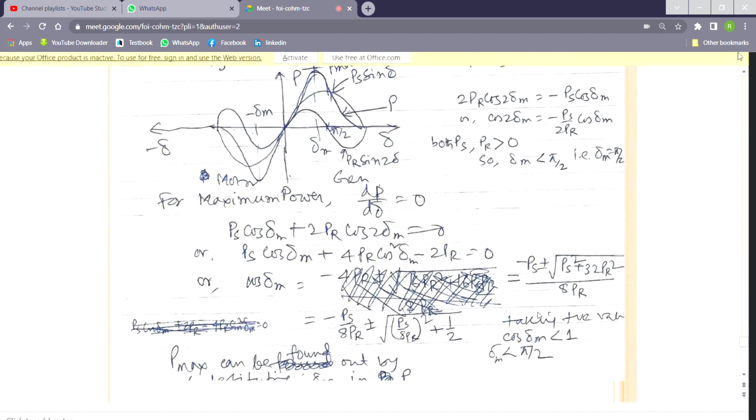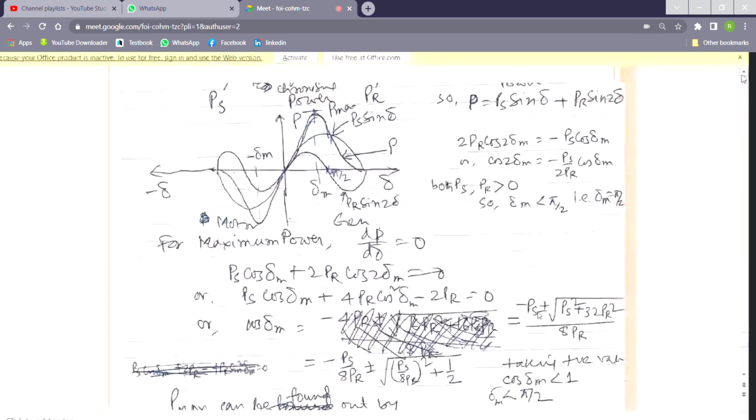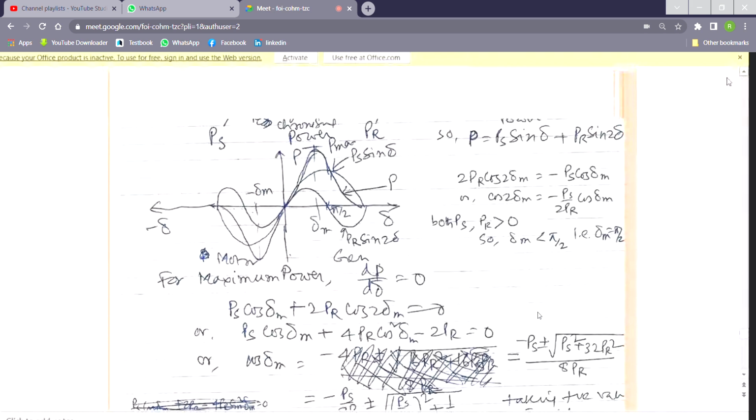In the same way, you can plot both these powers. The first one is this one, PS sin delta. The second one is this one, PR sin 2 delta. Now, if you add them, you get the resultant power, P. So, this will be like this, right? This will be something like this, the resultant power P. It's given like this, okay?